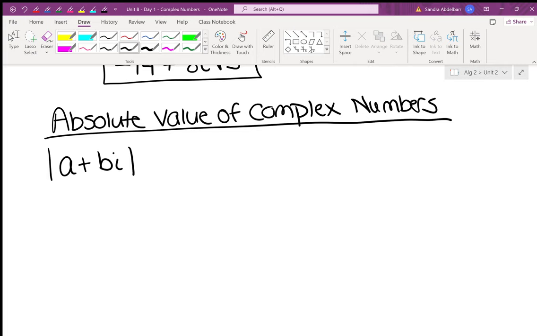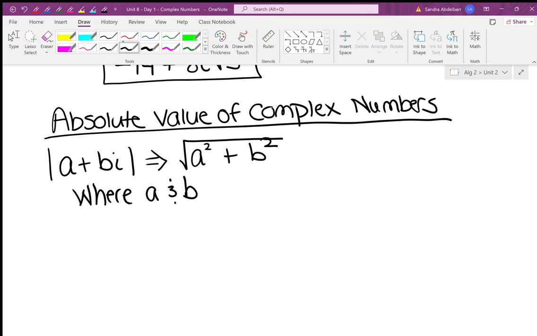Generally when we're talking about real numbers. But even with the imaginary numbers, it's still going to be the distance from 0. Our grid just looks a little bit different. I'm going to tell you how to find the absolute value of a complex number, and then I'll explain to you why that is. So if we're going to find the absolute value of a plus bi, what we're going to do is take the square root of a squared plus b squared, where a and b are real numbers.